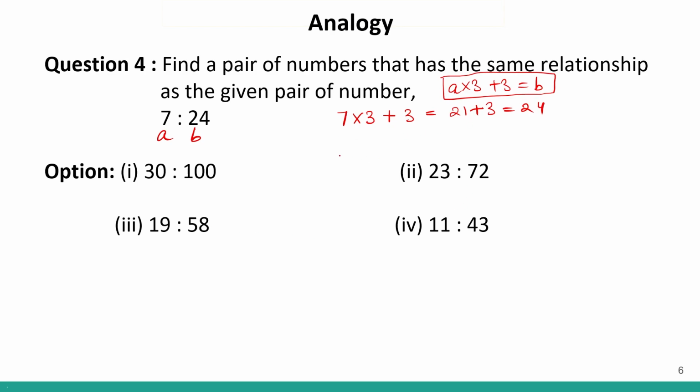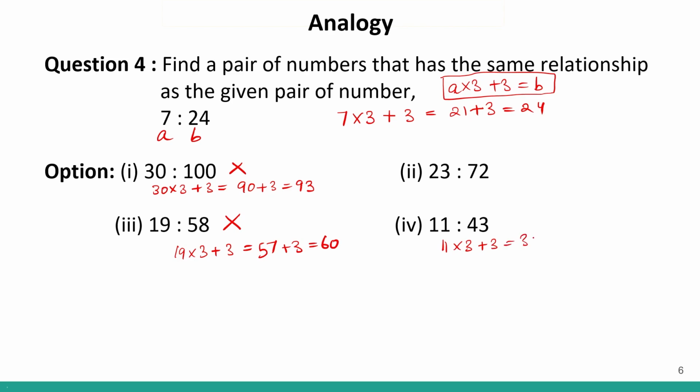Now let us check for the options. 30 into 3 plus 3: 30 into 3 will be 90, plus 3 will give me 93. So not the correct answer. Option number 3, 19 into 3 plus 3. 3 nines are 27, 2 will be carried. 3 into 1 is 3, plus 2, 57 plus 3 will be 60. So not correct. 11 into 3 plus 3 is 33 plus 3, that is 36.